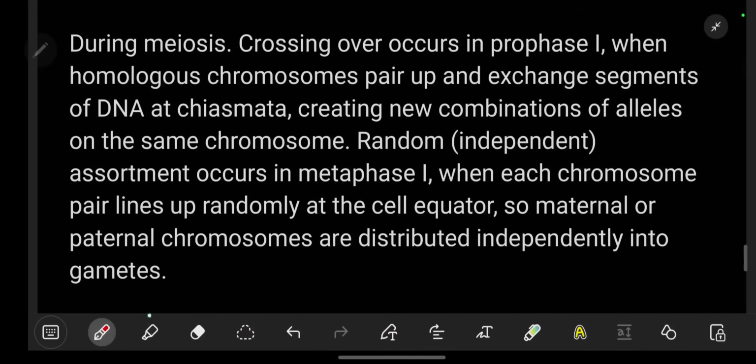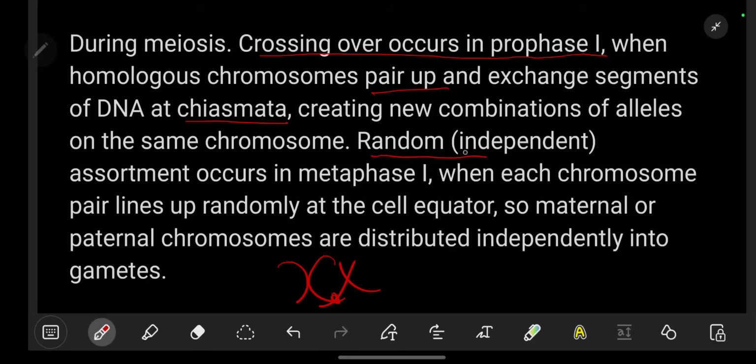So here we have, during meiosis, crossing over occurs under prophase 1 when the homologous chromosomes pair up. So they have to pair up, then they exchange genetic information at the chiasmata. They exchange segments of DNA at the chiasmata, creating new combinations of alleles on the same chromosomes.